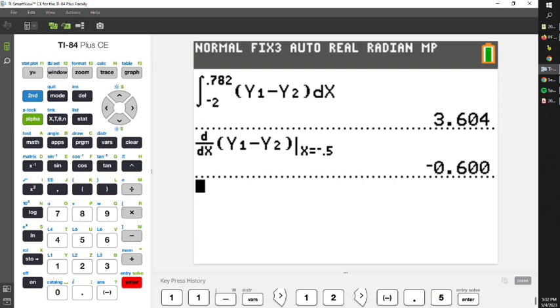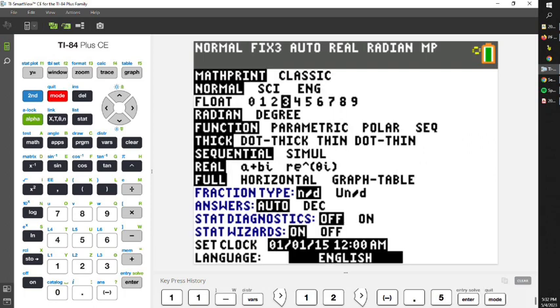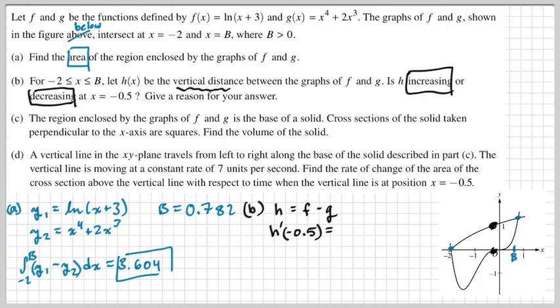You might have noticed that my numbers are already rounded to 3 decimal places, and that's because in mode, I made the float right here be 3. So it just rounds for me. I don't have to worry about the rounding. It's dangerous, though, if you do that, because the number's rounded. So you got to make sure that you remember that the number's rounded. And I'll show you guys what I mean later.